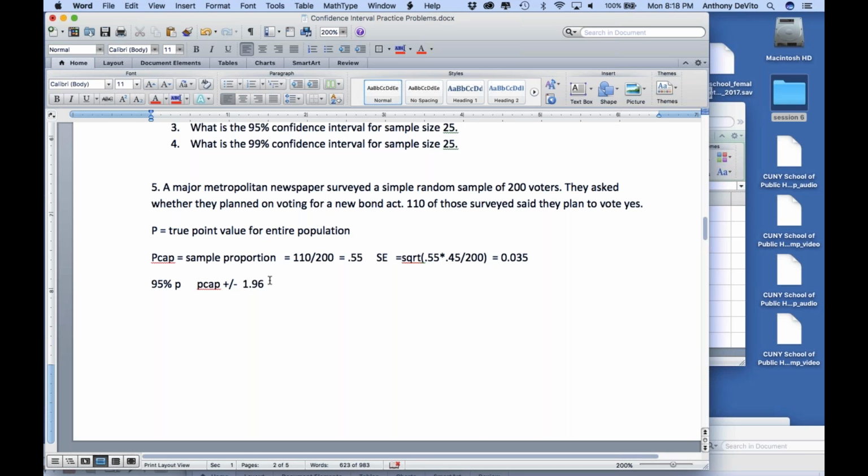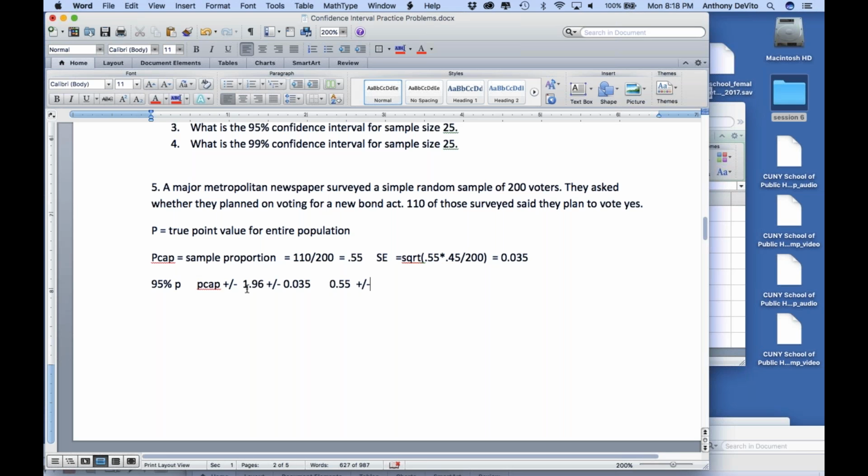Occasionally, I'll warn you about it. Occasionally, I'll tell you that you might have to consider using the t-score based on the sample size. But for this, because it's such a large sample, I'm going to use the z-score here, 1.96, plus or minus my standard error, which is 0.035, 3.5%. So this is roughly 1.96 times 3.5%, added to my P cap. What was P cap again? It was 0.55, right? 0.55 was P cap, plus or minus.